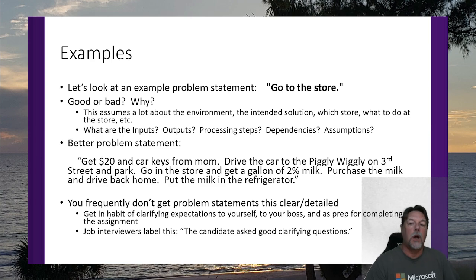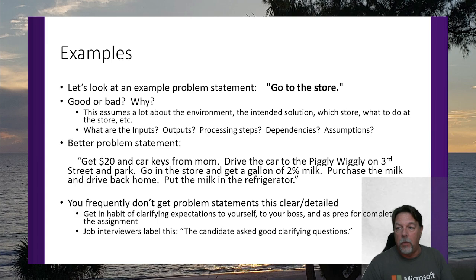Now, we don't usually talk to other humans that way because we assume that humans are capable of making some assumptions and inferring what was intended in a lot of cases. So we don't go to that level of detail. But some of this is useful. Like, I don't expect you to pay for the groceries yourself. Feel free to get $20, okay? Get the car keys. I don't expect you to use your own car.